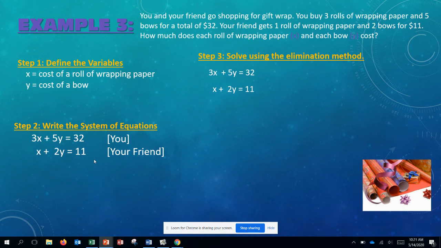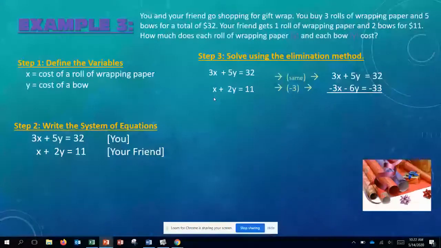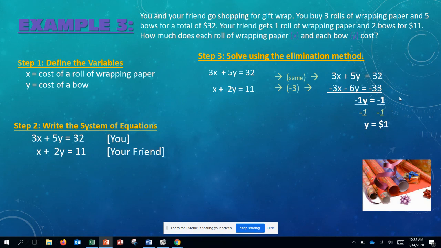And then again, we can solve easily using elimination. In this case, I would multiply the bottom equation by -3. Anytime one of your coefficients is 1, it's easiest to multiply that variable in that equation. Multiply the entire equation by -3. Add your equations together. The x's eliminate. 5y plus -6y is -y. -y equals -1, divided by -1 is going to be y equals $1. So your bows are y, they cost $1.